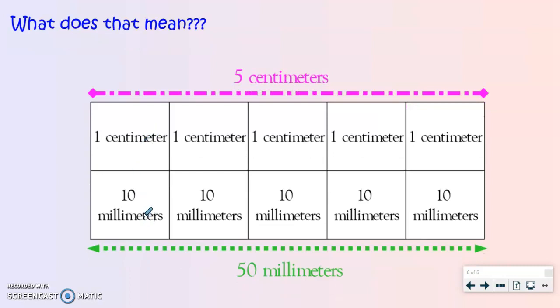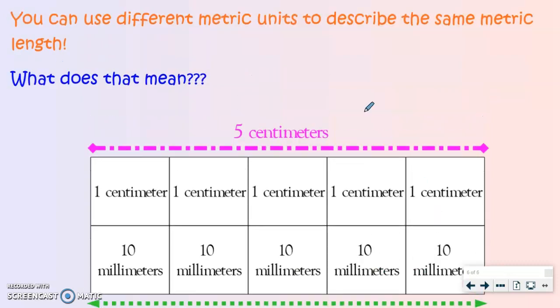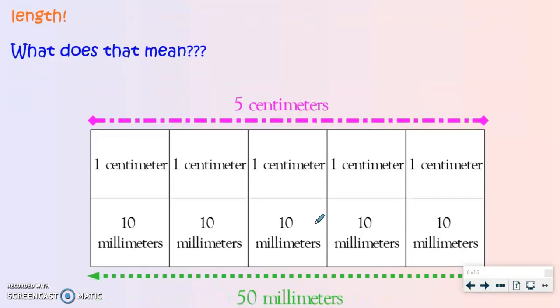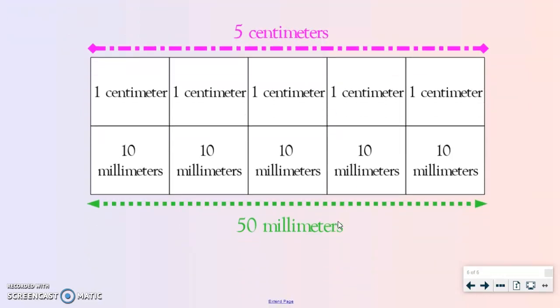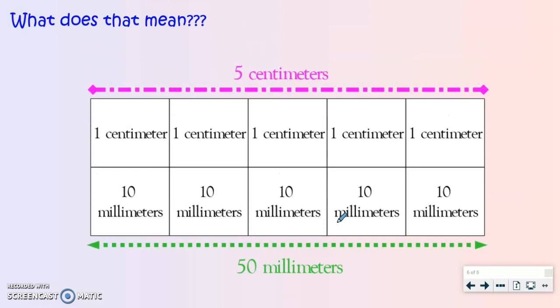Now down here, I have the same amount. It's just represented in a different metric unit. Instead of centimeters, I have millimeters, but I still have that same ratio, right? For every 1 centimeter, I need 10 millimeters. So I have 10 millimeters here, here, here, here, and here. If I skip count these, 10, 20, 30, 40, 50, I would say this length is 50 millimeters. However, are these lengths the same? Yes, they are, because 5 centimeters is equal to 50 millimeters. We'll get into conversions some more tomorrow.